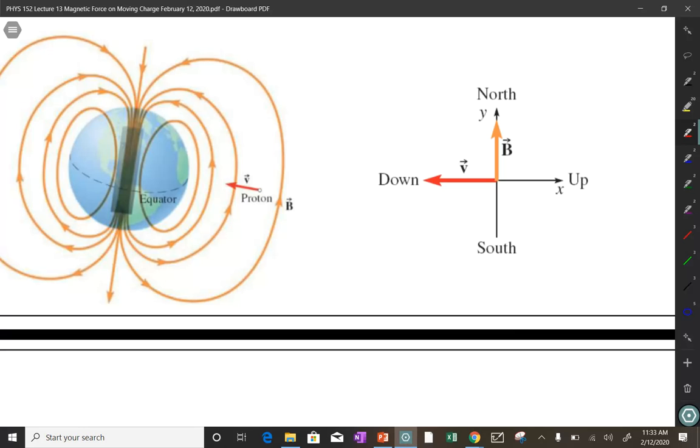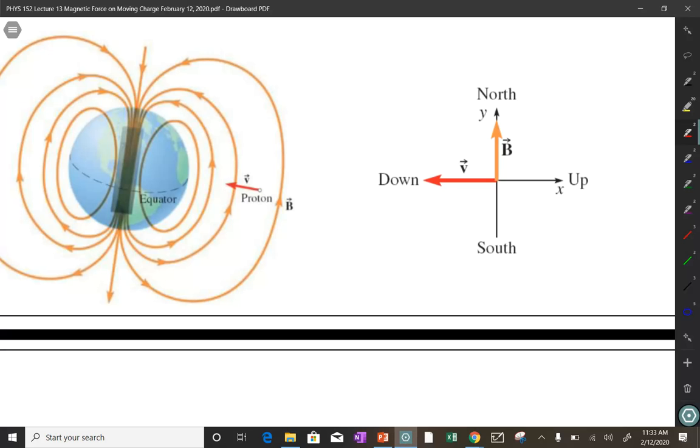Let's start with the first easy thing. First thing was determine if the force is 0. Case number 1 was if velocity was 0. No, 468 kilometers per second, and not 0. Case number 2 was if they're parallel to each other.